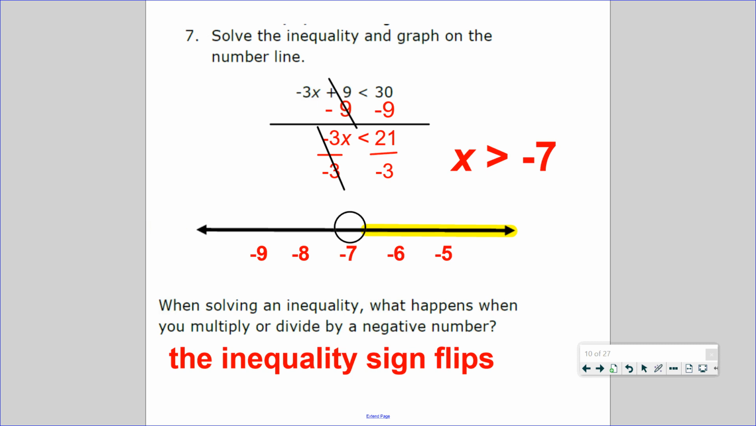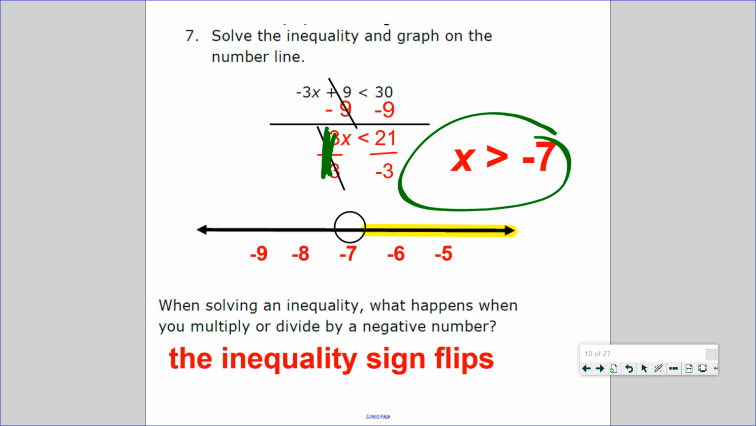Number 7, solve the inequality and graph on the number line. So subtract 9 from both sides. Negative 3x is less than 21. Divide both sides by negative 3. Cancel, cancel, cancel. Oh, wait. Are we dividing by a negative number? You have to flip the sign around. X is more than negative 7. So open dot. This symbol means more than, so we shade it to the right.